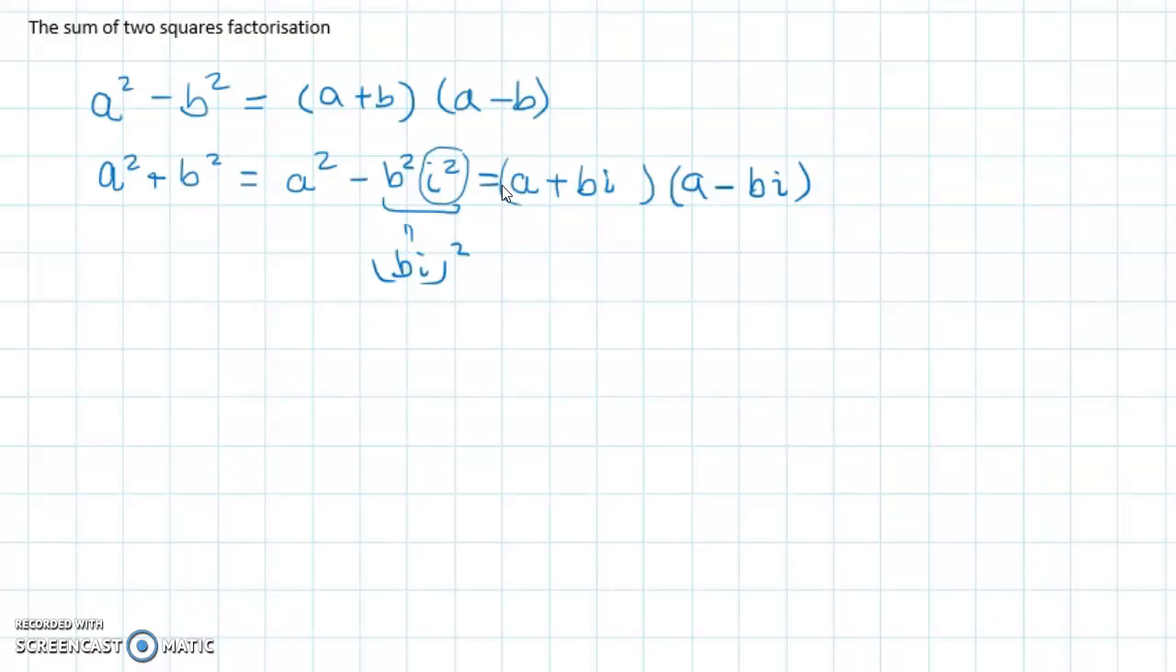So we wrote a squared plus b squared as a product of a complex number, a plus bi, and a complex number that has a sign change. And so that's the complex number multiplied by its conjugate. That's how this number over here is called.